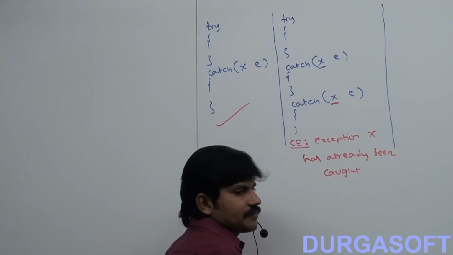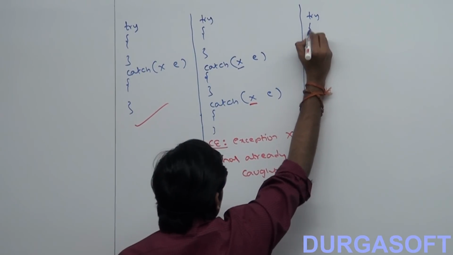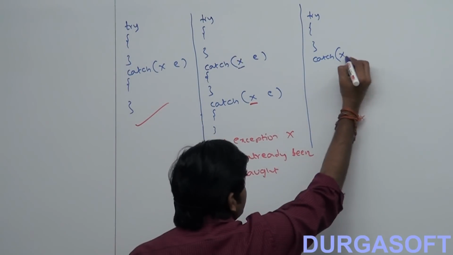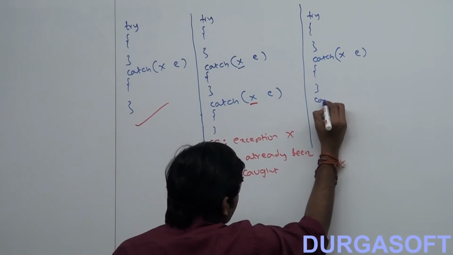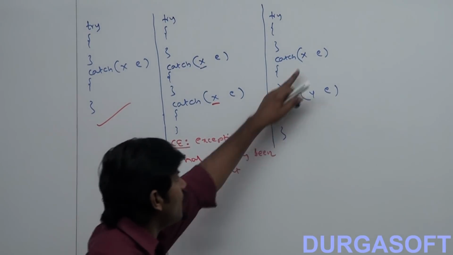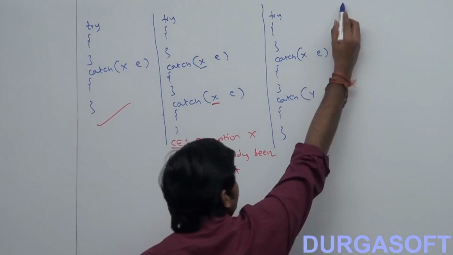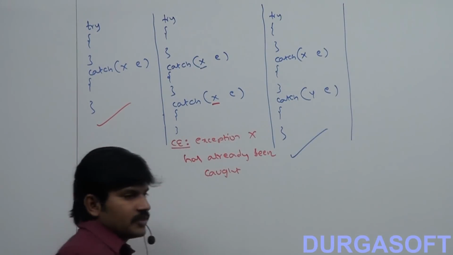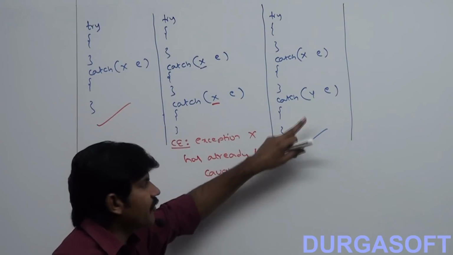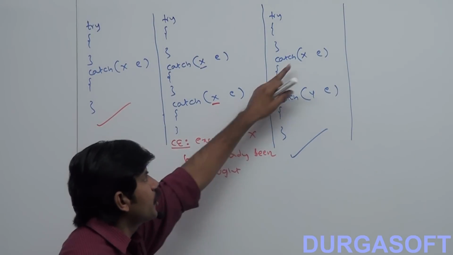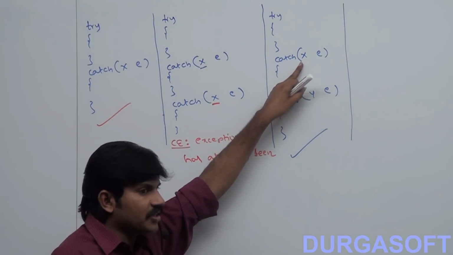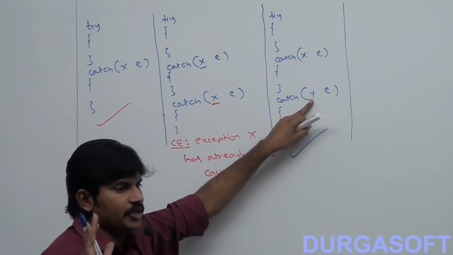One important thing. Now try, I am taking a catch block Exception X and a catch block Exception Y. If there is no relation between X and Y, perfectly valid, no problem at all. If X and Y are not related, perfectly it is valid. If there is a relation, compulsorily X should be child and Y should be parent. Make sure you are aware.